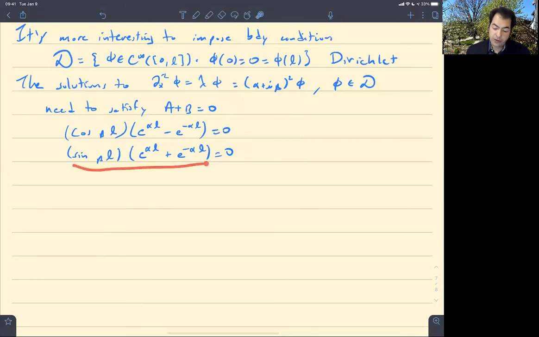So the only way this product is going to be zero is if we have sine of beta times L equal to 0. Now if sine is equal to 0, cosine of that angle cannot also be 0. Cosine of that angle has to be either plus or minus 1, which means that this has to be 0. And if this is 0, then alpha has to be 0.